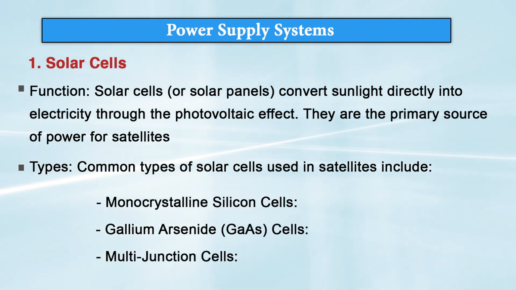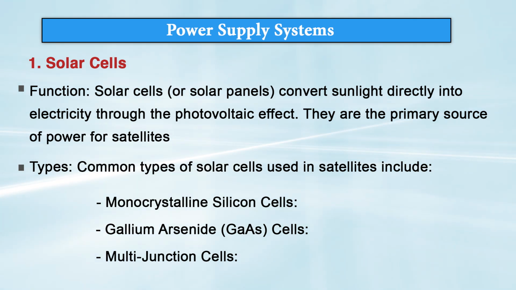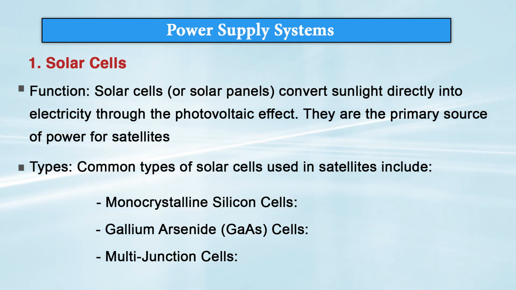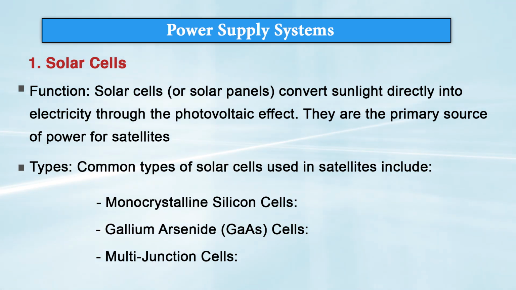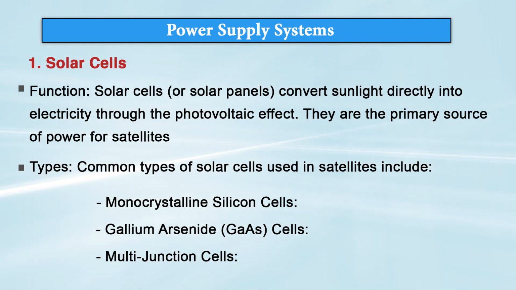microcrystalline silicon cells. They have high efficiency and long lifespan. Gallium arsenide cells, higher efficiency compared to silicon cells and better performance at higher temperature. Then multi-junction cells, made up of multiple layers of different semiconductor materials. They can capture a wider range of solar spectrum, offering the highest efficiency.